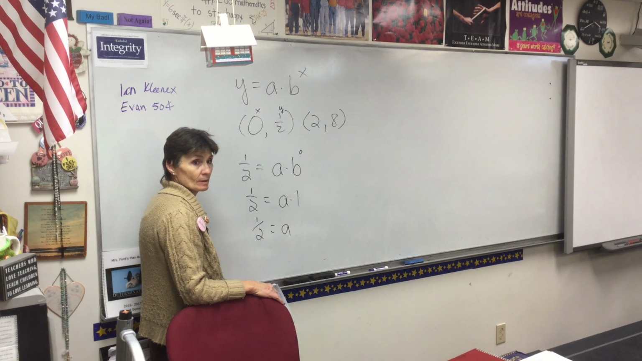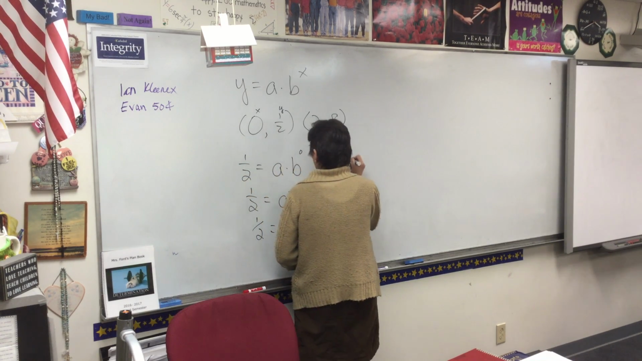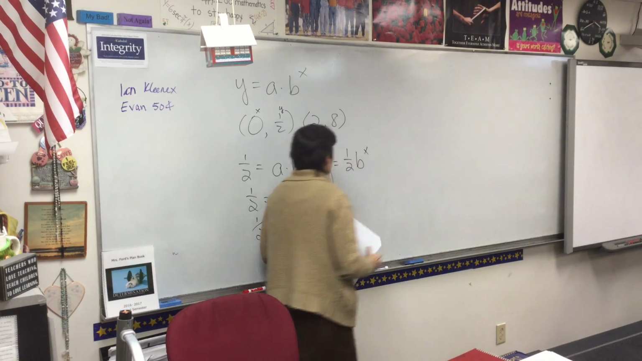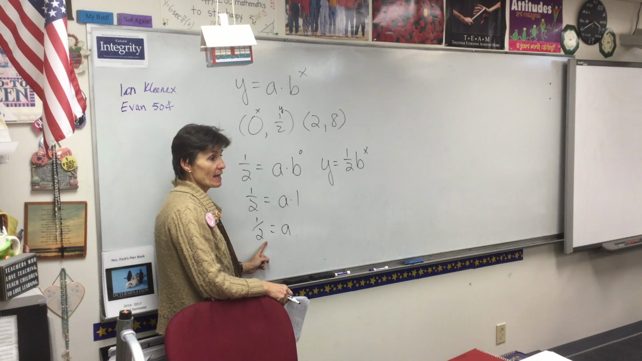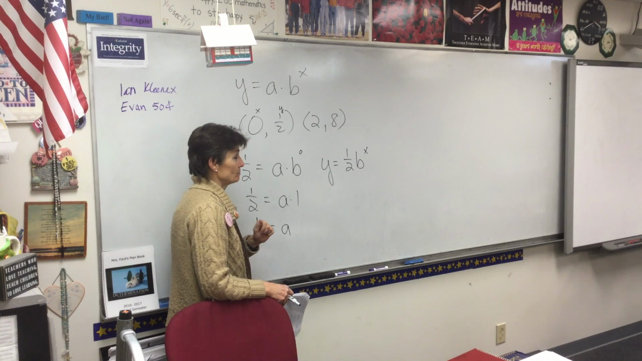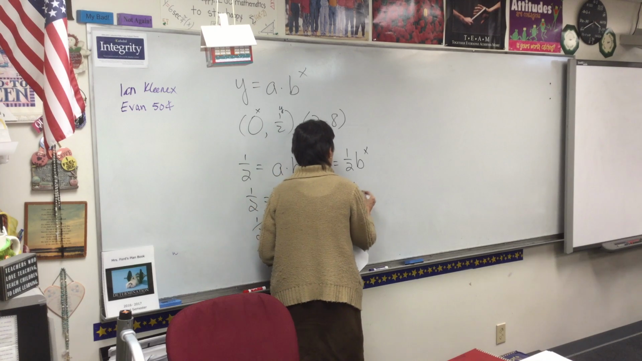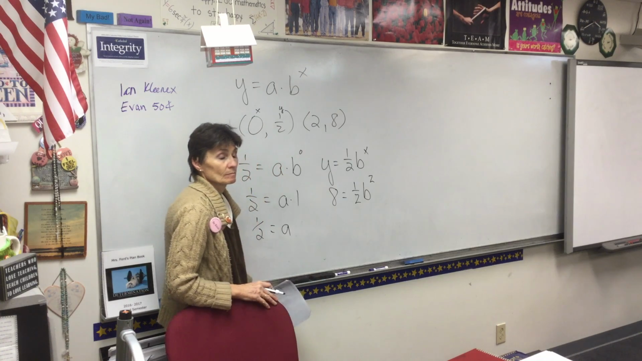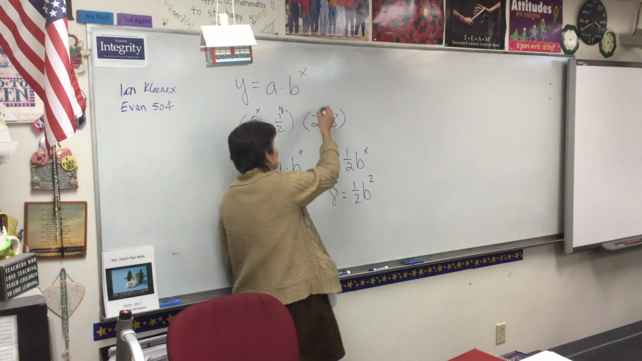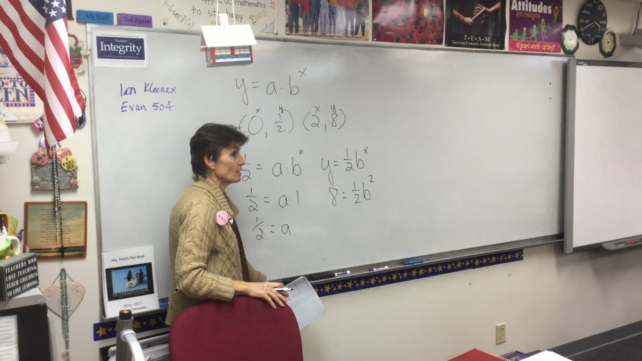Right? Now, my equation then looks like y equals 1/2 b to the x. Remember, this is your form, but you've already figured out that a is 1/2. So now what do we do? Plug in the other one. So 8 equals 1/2 b to the second. Remember, this is x and y. So you are just plugging in x and y.